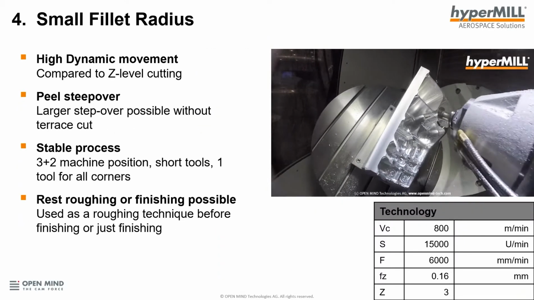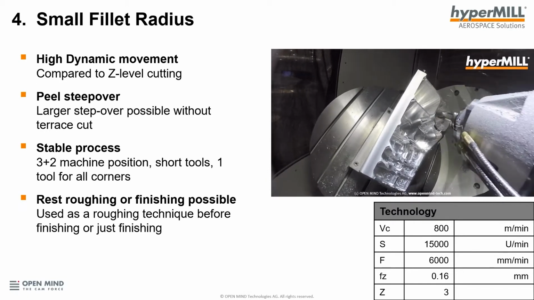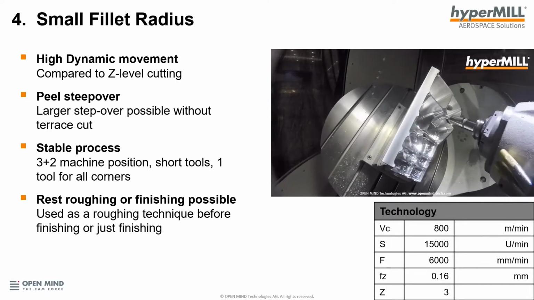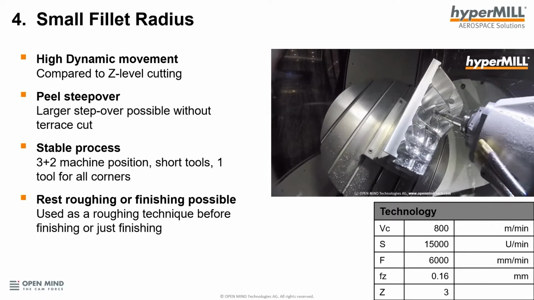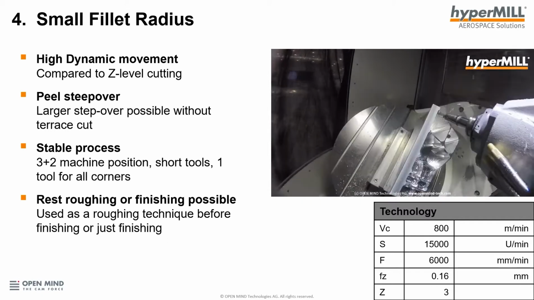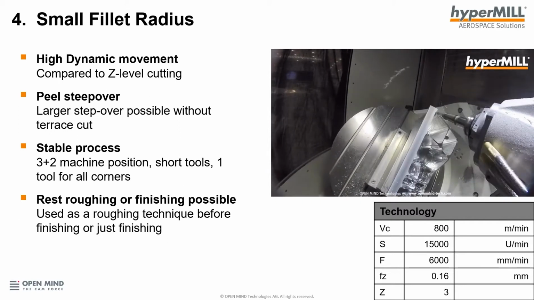Another area is small fillet machining. So you can see here we are machining up and down this fillet radius. Rather than using the normal Z level type cutting strategy where half the cut is in air, this toolpath is going up and down the fillet radius and gives you the ability to get a nice step over without making lots of terraces in the more conventional way of machining. So it's a very stable process. It's a 3+2 positioning. Very short tools are possible.